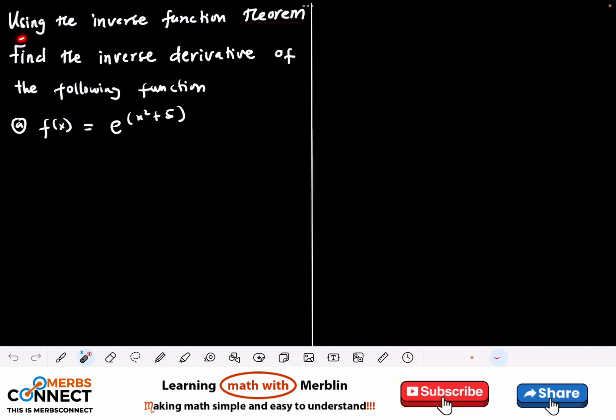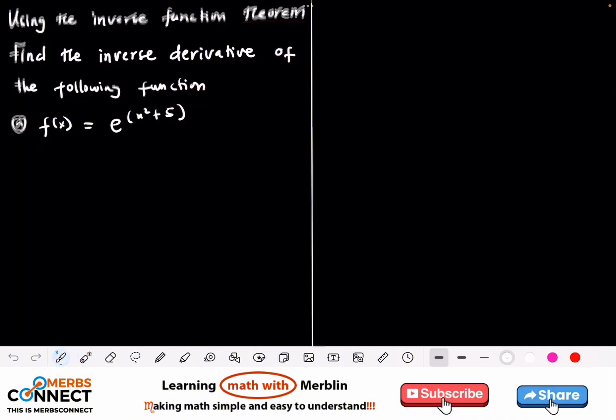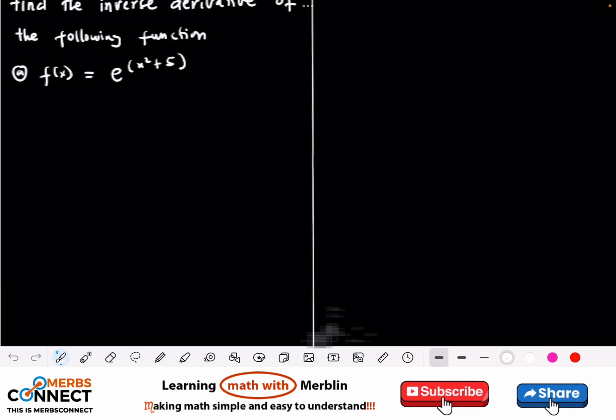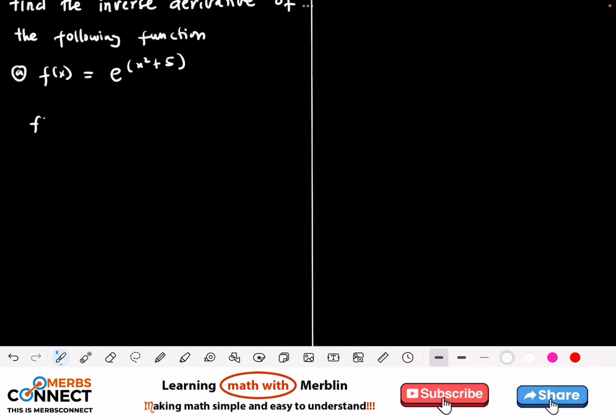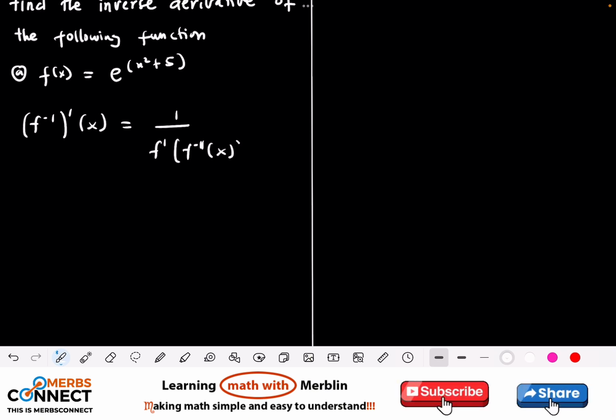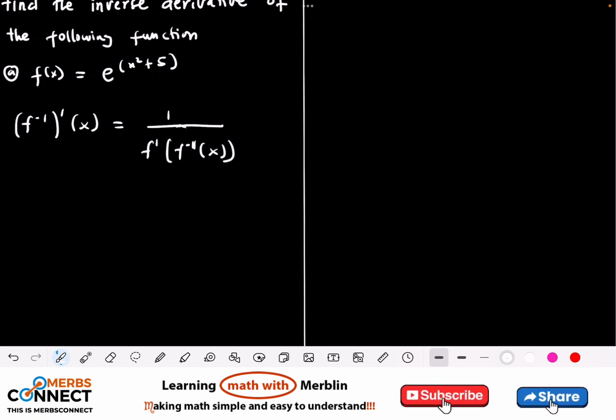So we want to use the inverse function theorem to find the derivative of the following function. So this is the first function. Let's go through quickly. The first thing that we need to do is use the formula, right? We need to write down the formula. So f inverse prime of x is equal to 1 divided by f prime of f inverse of x. So that is what we need to write down. This is the first step that we need to do.